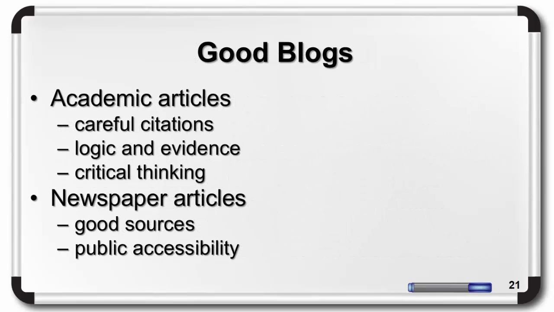When we ask what a good professional blog is, we can look to good examples from these other genres. Blogs are similar to academic genres like essays, posters, and presentations because they require careful citations, clear logic, evidence, as well as critical thinking. They're also similar to newspaper articles and editorials because they require good sources of information and are written more for a public audience. Like academic and media genres, good blogs are informative and persuasive. That is, they help a given audience learn something new and believe something different.